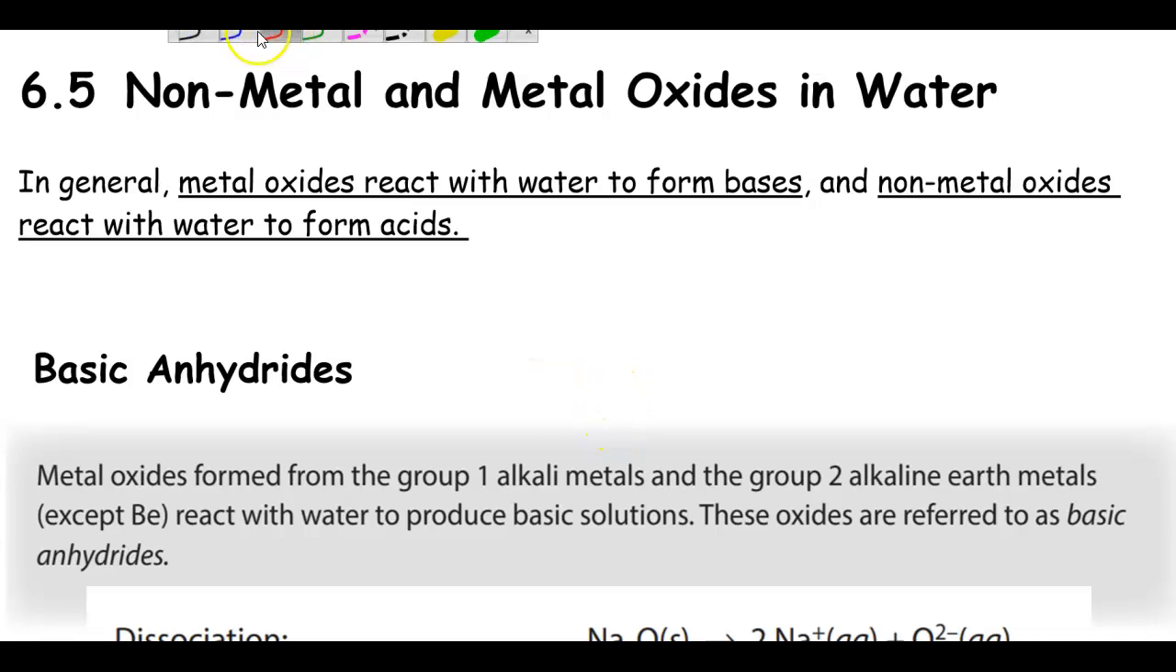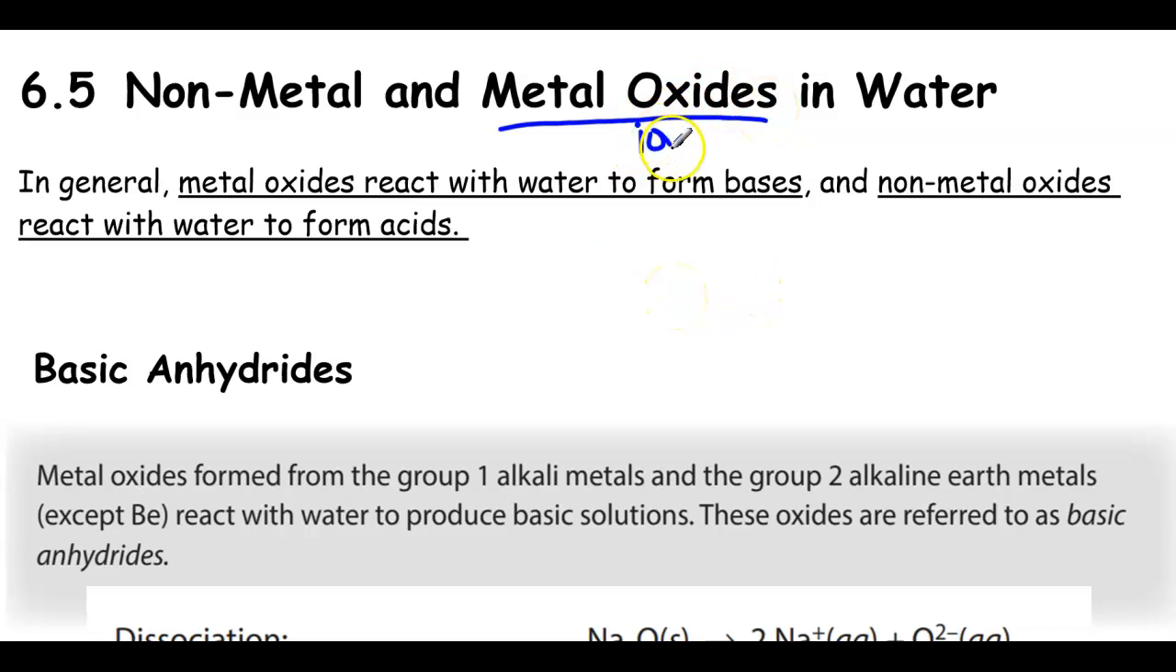Hey everyone, so today we are going to finish off chapter 6 looking at non-metal oxides and metal oxides in water. So what happens when you have different types of oxide compounds, so compounds with oxygen in it, and then they're in water, obviously.